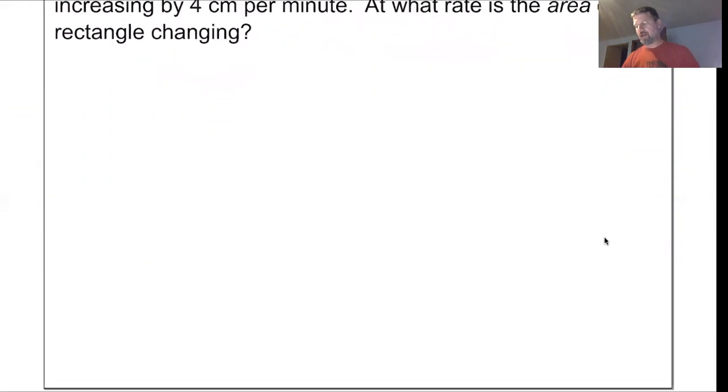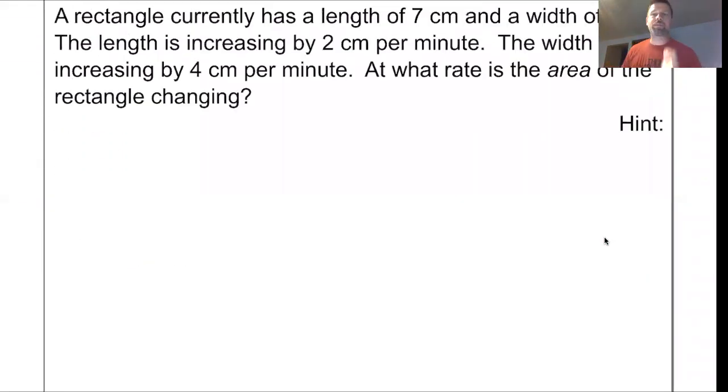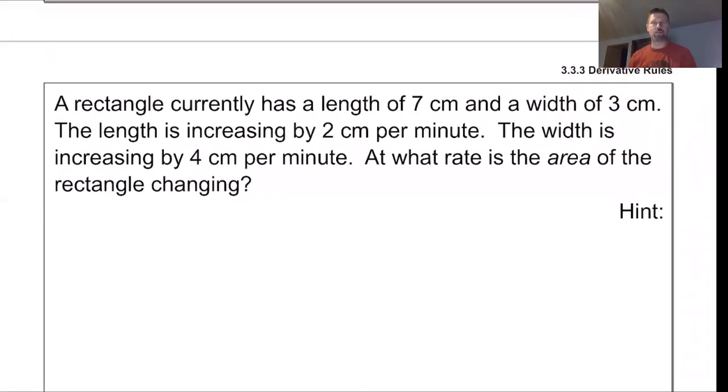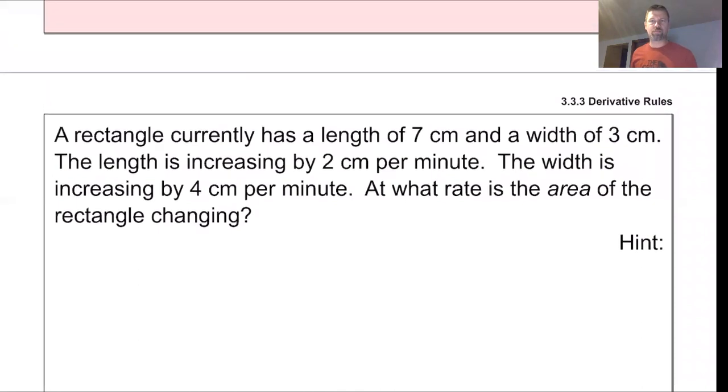All right, the last type of one is word problems. Again, this one kind of goes to the point of remembering what a derivative measures. A derivative measures rate of change or slope. So let's read through this problem. It says a rectangle currently has a length of 7 meters and a width of 3 centimeters. Length is increasing by 2 centimeters per minute. Width is increasing by 4 centimeters per minute. At what rate is the area of the rectangle changing?